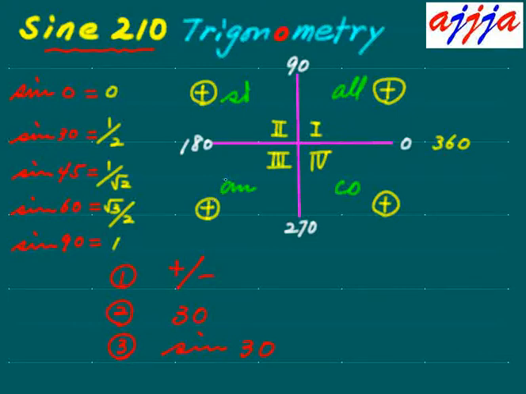Okay, this one is a third quadrant. Only tangent is positive. So this one is a sine. That's negative. That's it. All right.